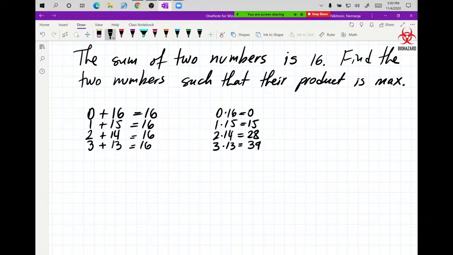It's getting better, right? 4 plus 12 is 16, and 4 times 12 is 48. So you get the idea. These values are increasing. That's the product. And as you can see, if I go 5 plus 11 is 16, then 5 times 11 is 55. That's even bigger than 48, right? So as I keep going, we see that eventually we're going to hit what we want.